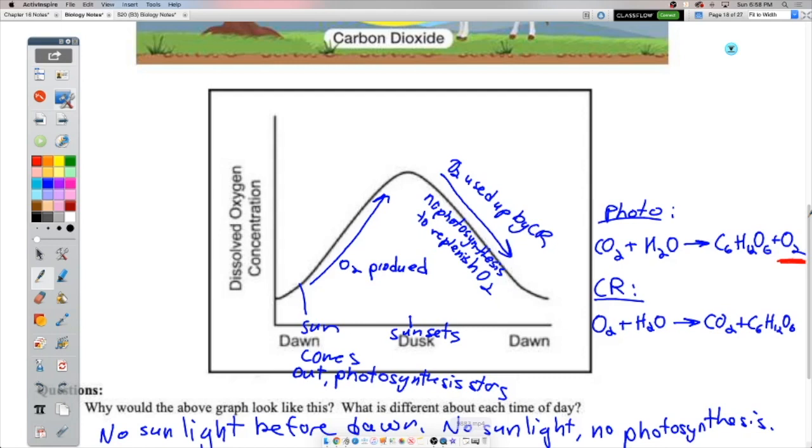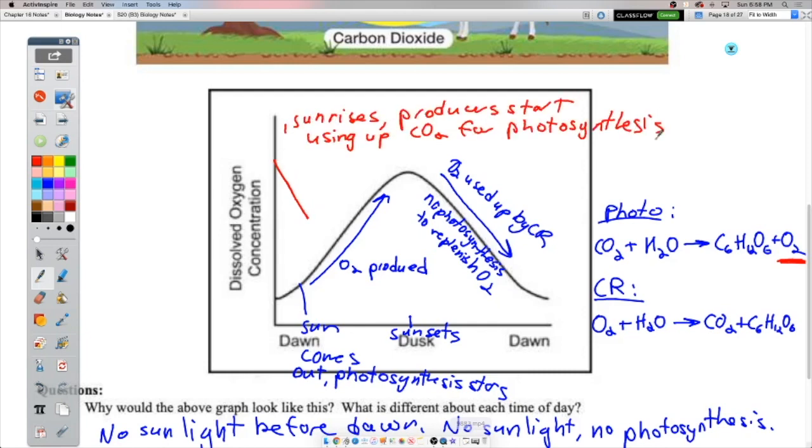So at dawn, before the sun comes out, that carbon dioxide has just kind of been building up overnight as all of us cellular respirators have been doing it all night, making more and more CO2 with no producers doing photosynthesis to remove it, right? So it starts out pretty high. But when the sun rises, they start using it up. And so it goes down and down and down and down.